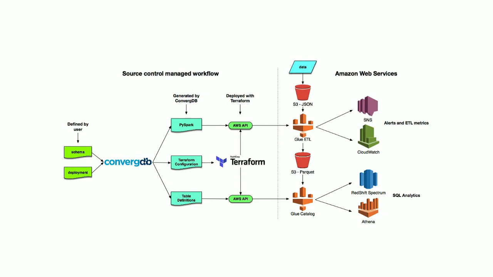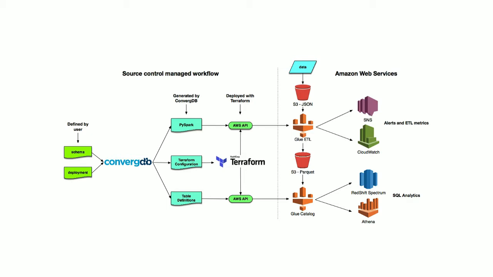So again, you'll see over on the left, we have the files defined by the user, which is the schema file and the deployment file. You run those through the ConvergDB binary. The ConvergDB binary outputs PySpark scripts, a Terraform configuration, and the table definitions. Terraform is then used to access the AWS APIs to deploy all of these objects into AWS for you.